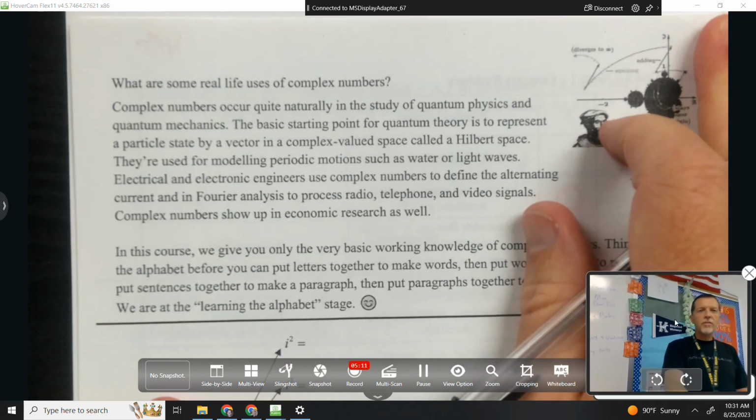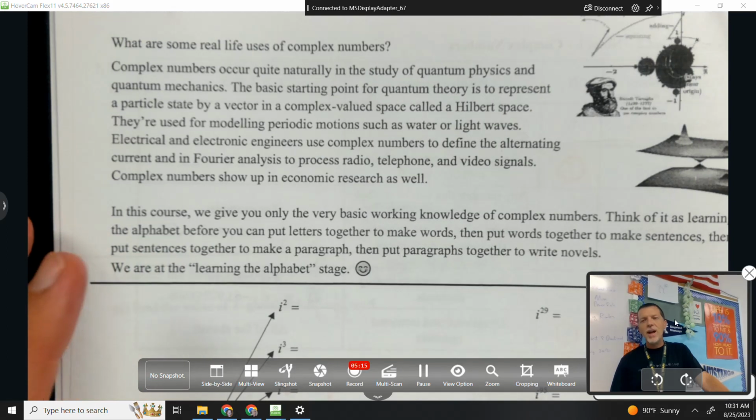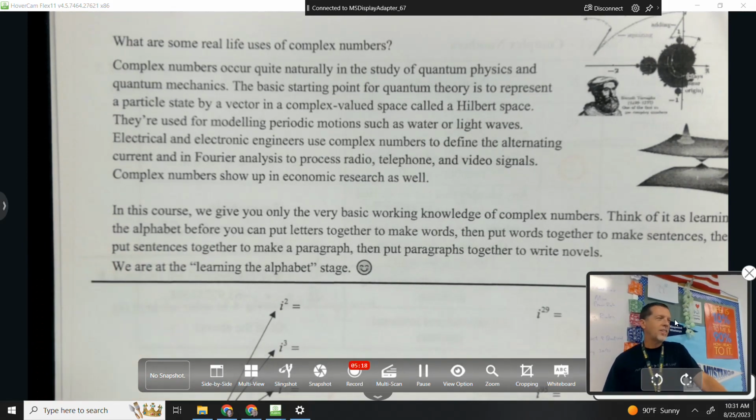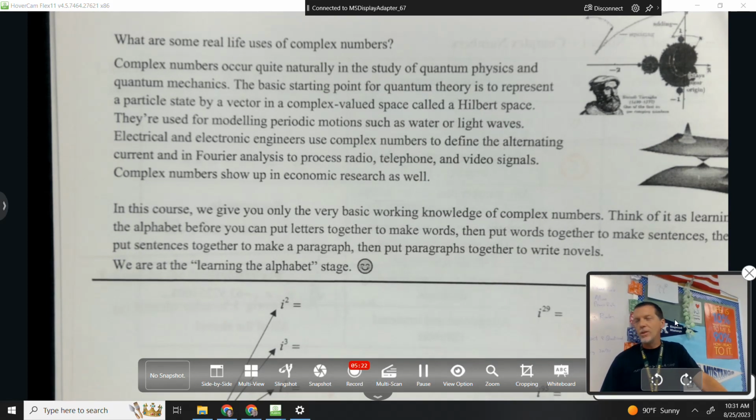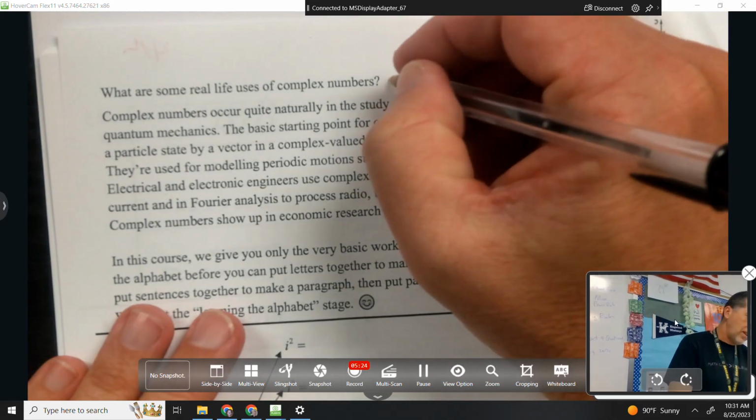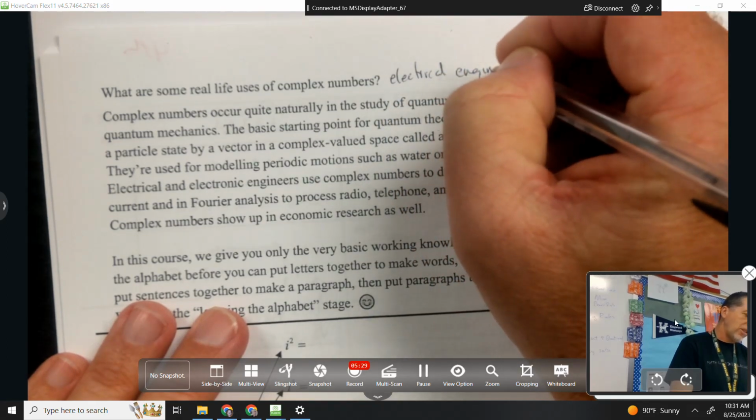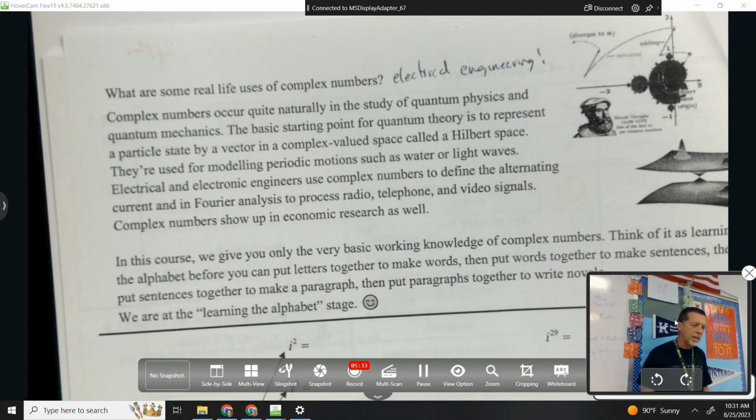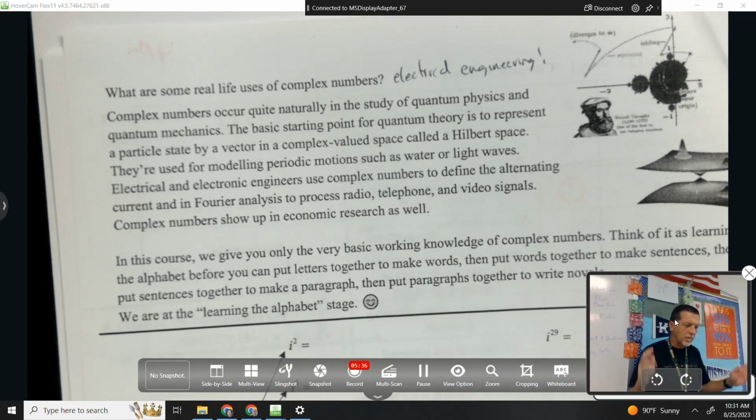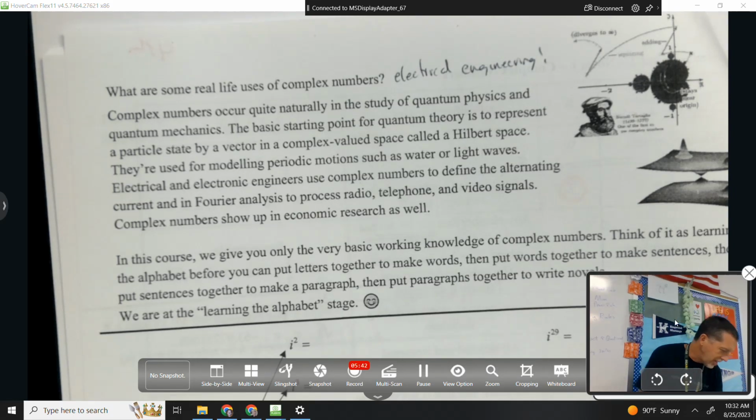What are some real-life uses of complex numbers? Students get this idea that, oh, it's imaginary, therefore it's just this mathy thing that's not really any use. But tons of electrical engineering is imaginary numbers. There's an example there that explains some light waves and complex numbers, but electrical engineering has a ton of i's in it.